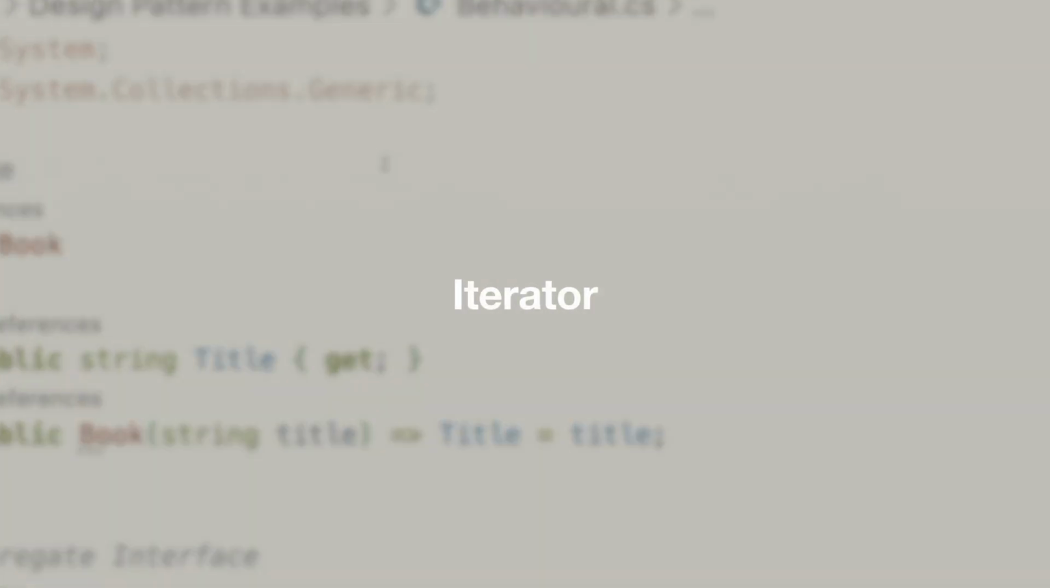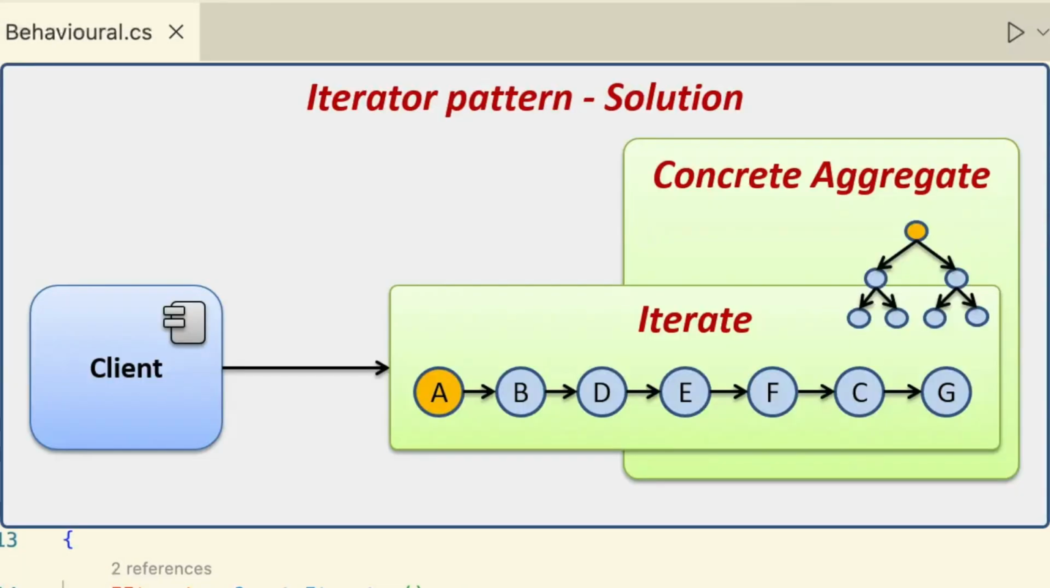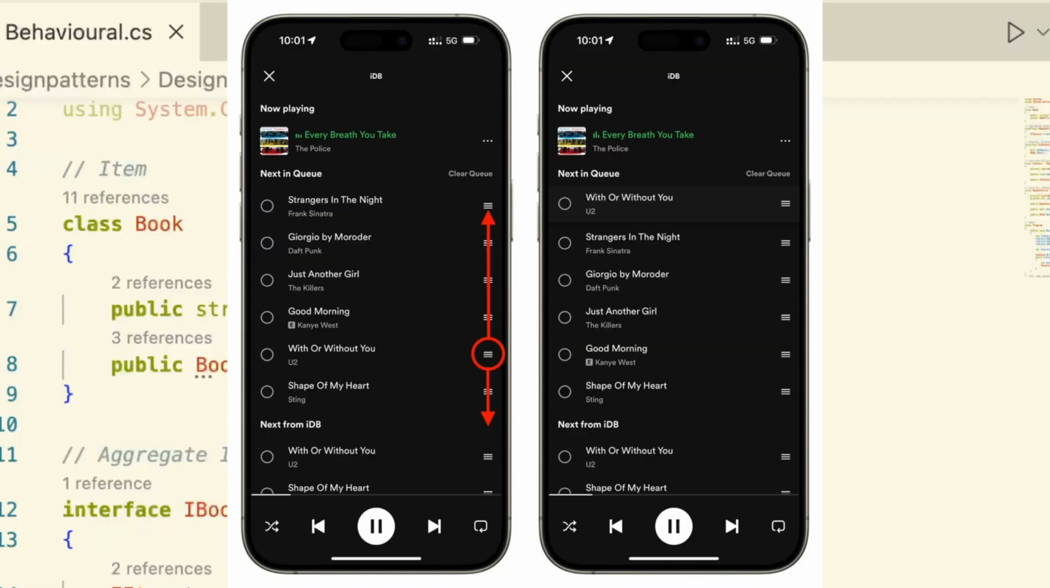The iterator pattern lets you access elements of a collection sequentially without exposing the collection's internal structure. A simple example of this is a Spotify playlist, where you can go through the songs one by one by pressing next or previous without having to worry about how those songs are actually stored.